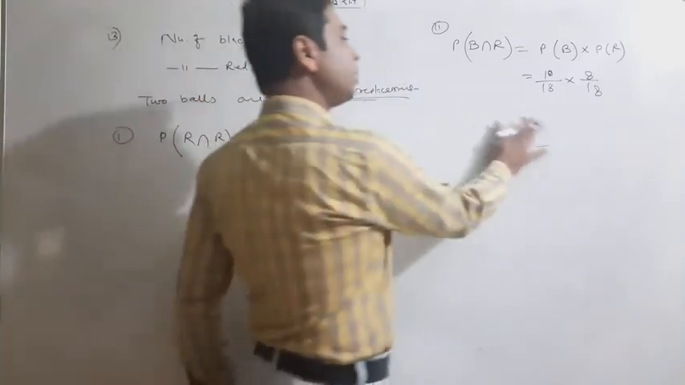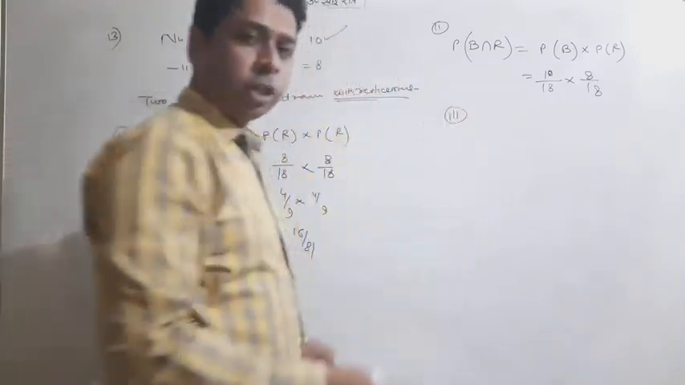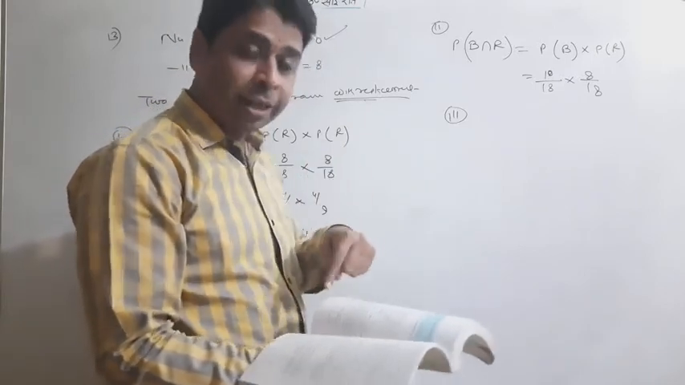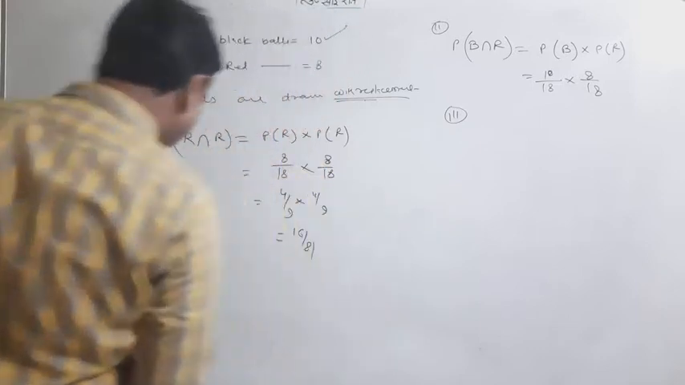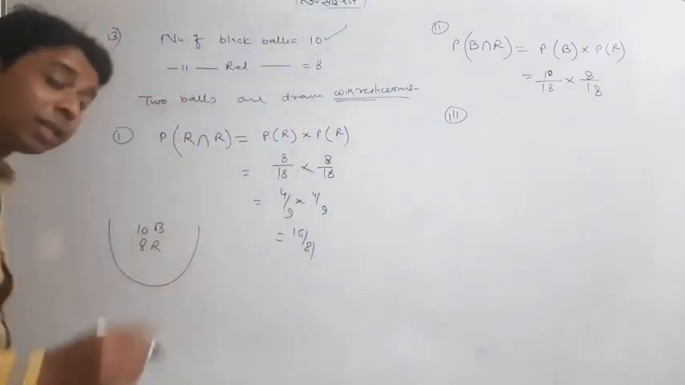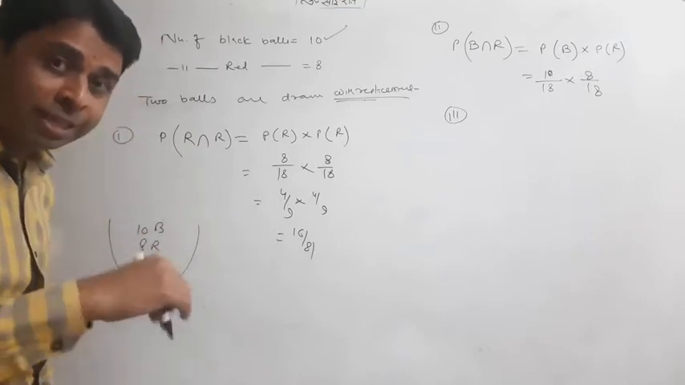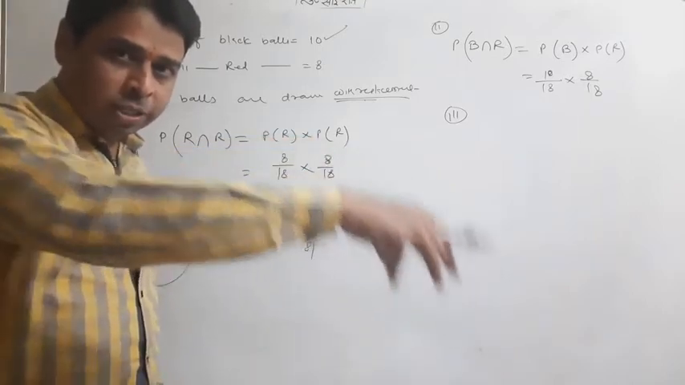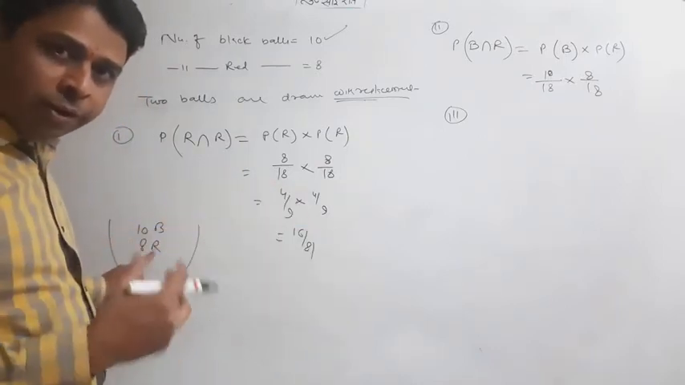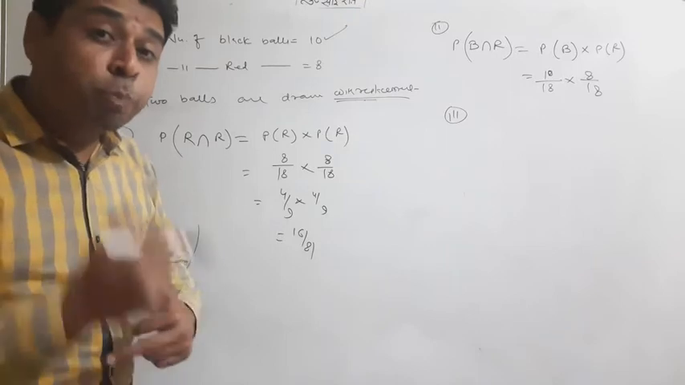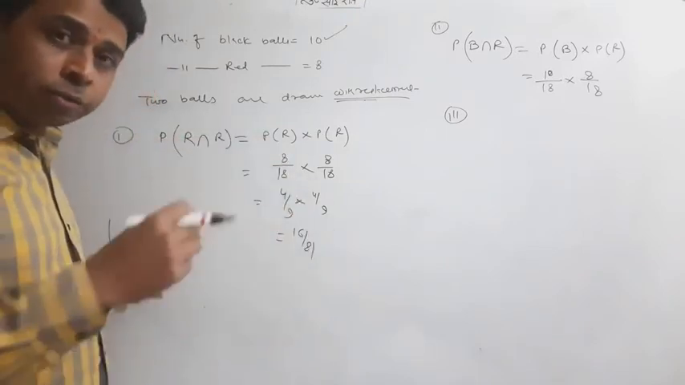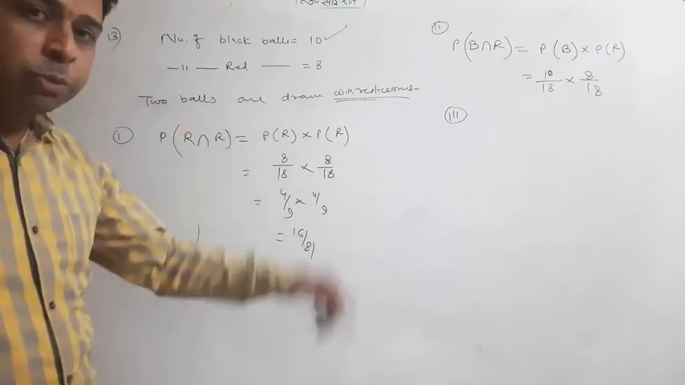The third question is: one of them is black. That's a very good question. One of them is black and the second is red. What is its meaning? This is a box: 10 black, 8 red. Suppose in the first draw we got a black and in the second draw we got a red. And the next possibility, the first draw gives us a red and the second draw gives us a black. So both things will apply here.